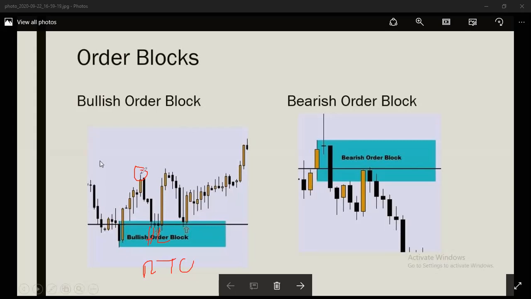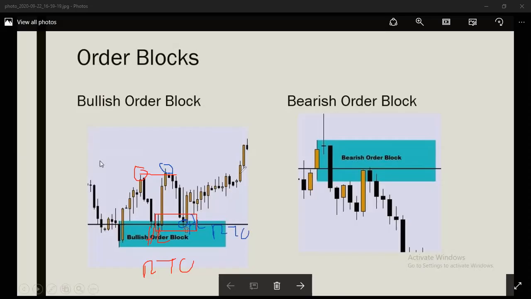Price goes up, breaks market structure. The moment you see a BMS, look for the order block. Go back and look for the order block. The order block is this one here. Then now you can look for a higher high. Then higher high, price comes back, higher low, new higher low. Also return to order block.